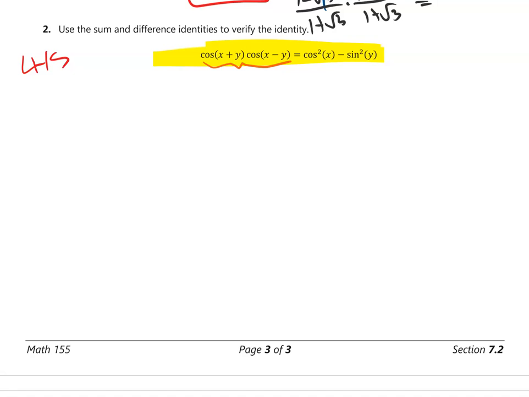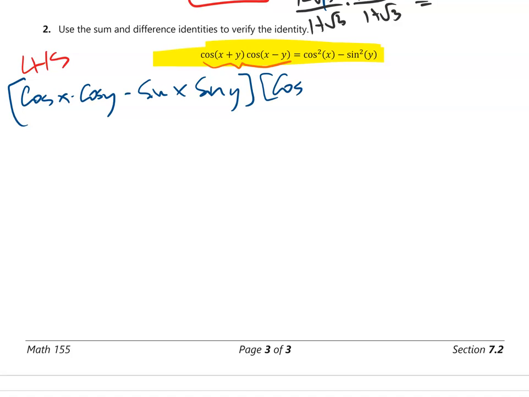So cosine of x plus y, that is cosine x times cosine y minus sine x sine y. That's the first one. Then cosine of x minus y is cosine x cosine y plus sine x sine y. Then let's multiply this. So it's a long one, sorry.